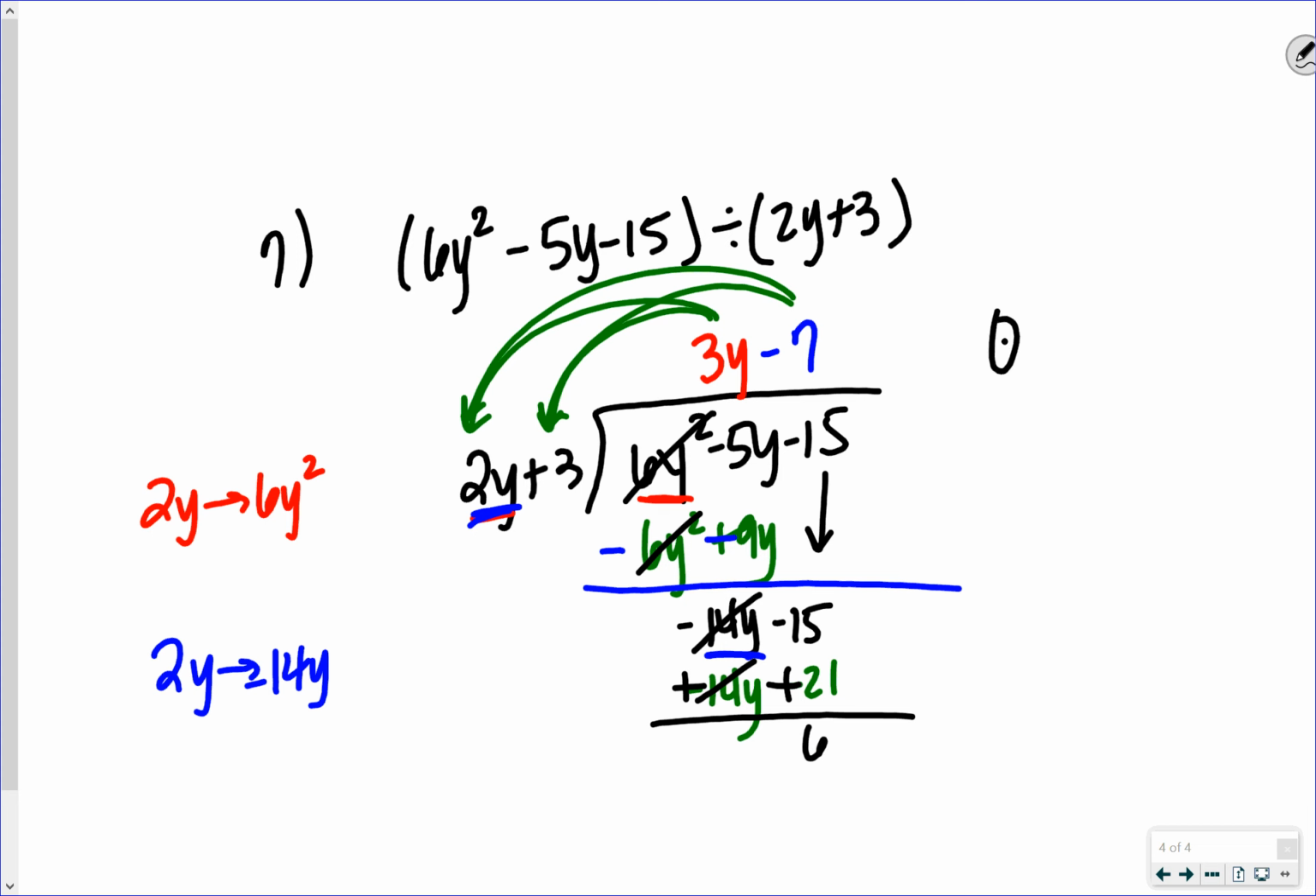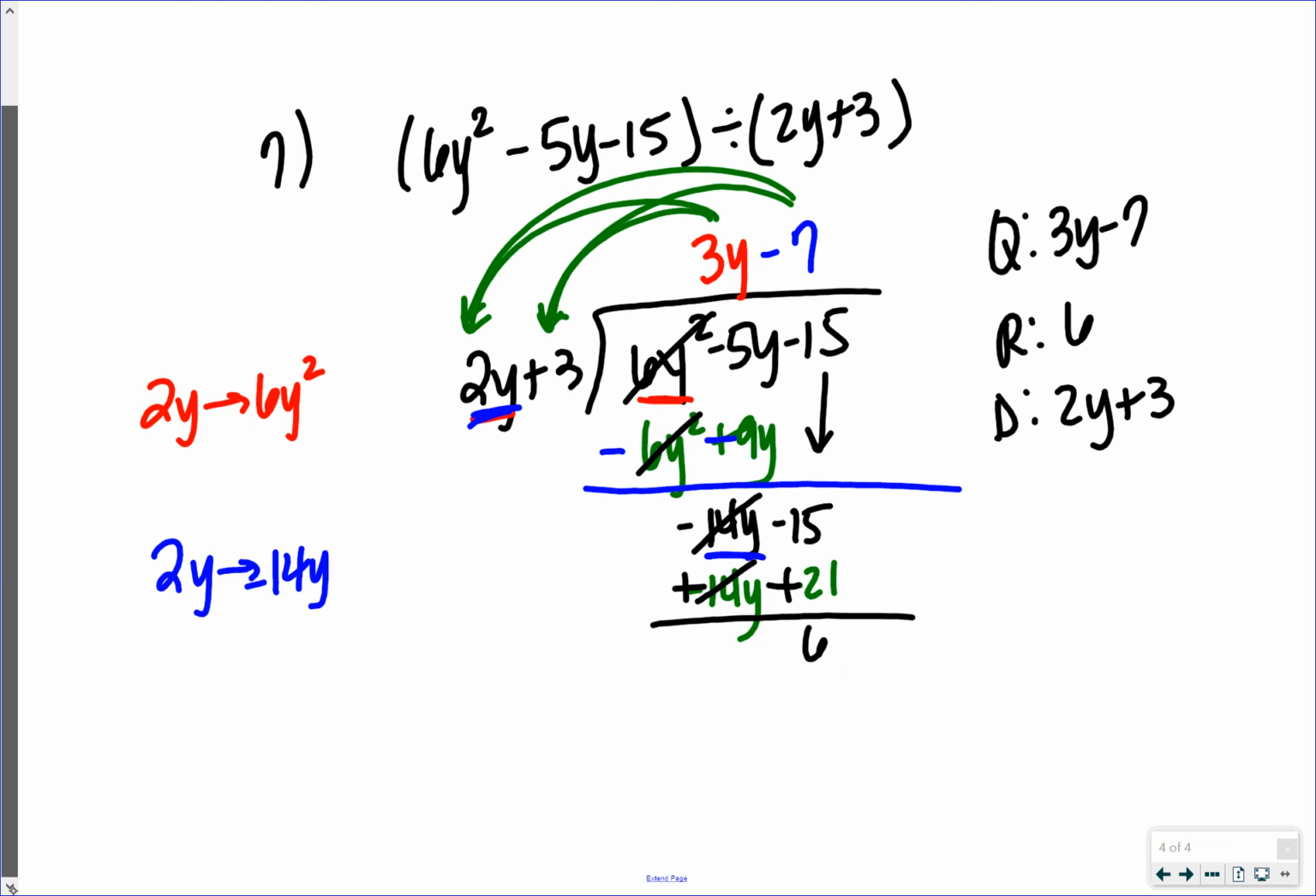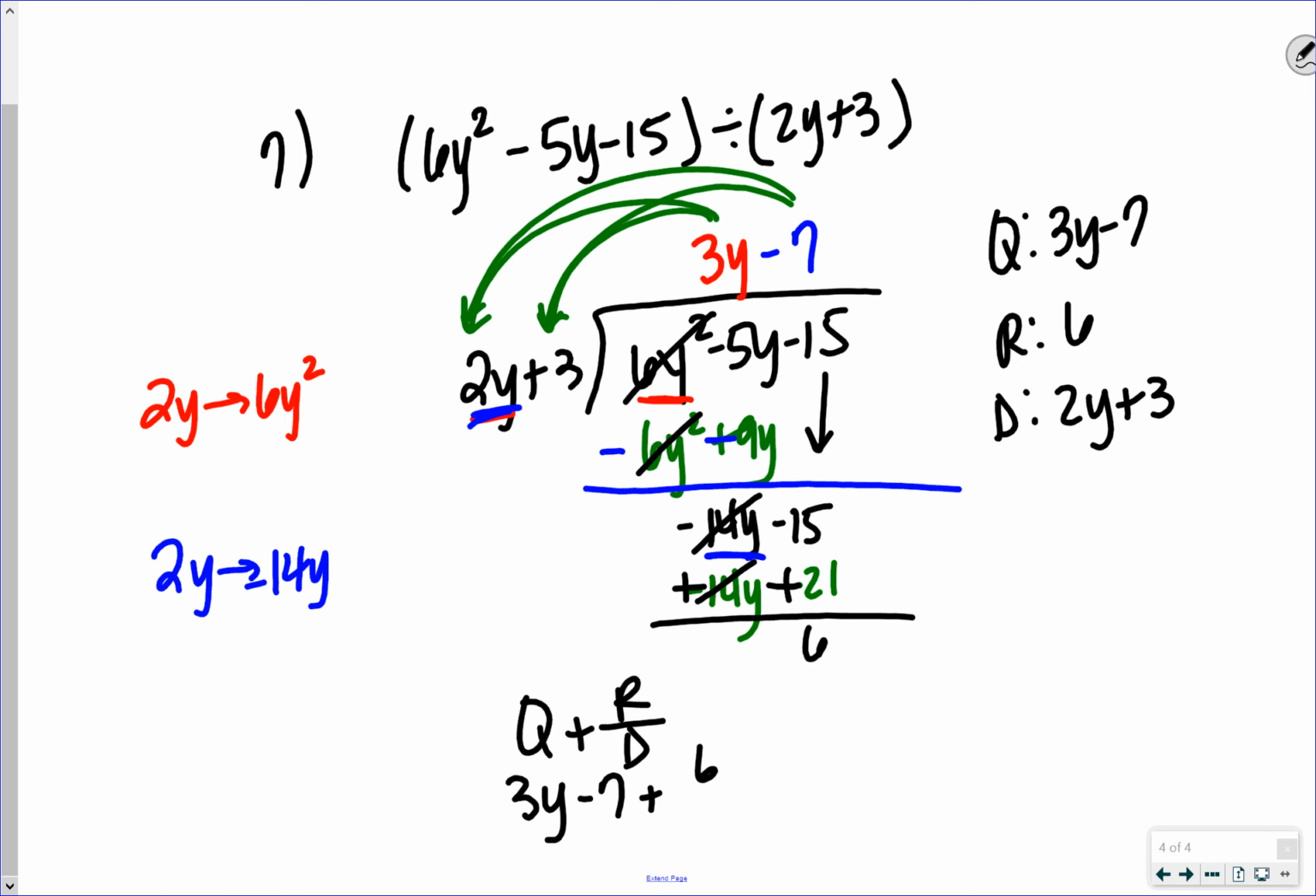So my quotient is 3y minus 7. My remainder is 6. And my divisor is 2y plus 3. So quotient plus remainder over divisor will be quotient 3y minus 7 plus my remainder 6 over my divisor 2y plus 3.